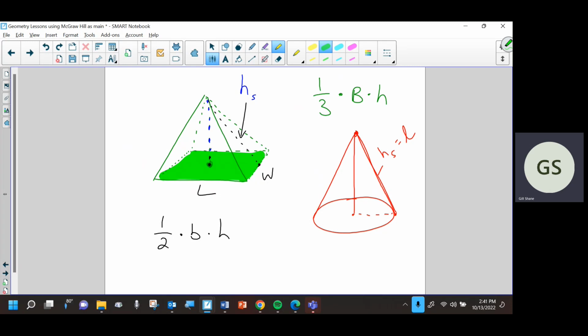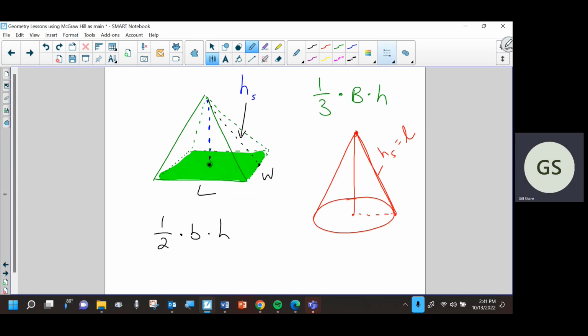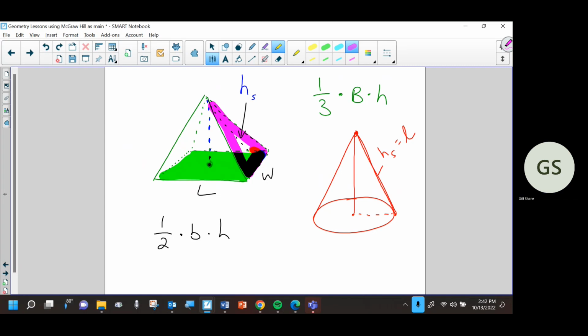So if I then found the area of this triangle here, I'll try to do the highlighters. That wraps over. If I then found the area of that triangle there, whatever the area is of that triangle, I just multiply that times 4 because there are 4 triangles that are the same size all the way around. That would be my surface area.